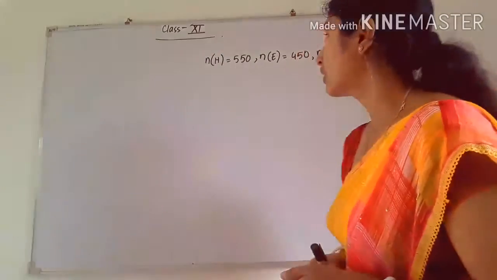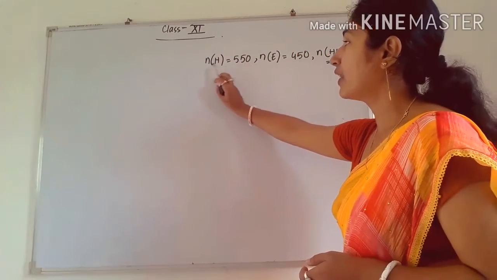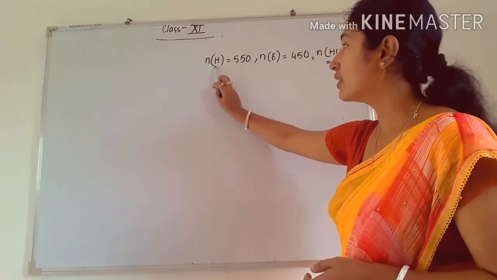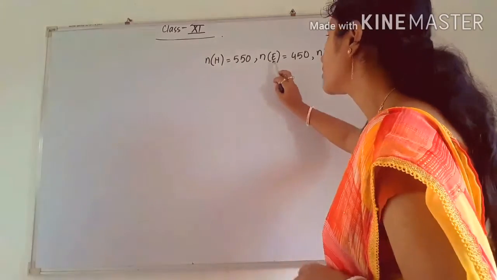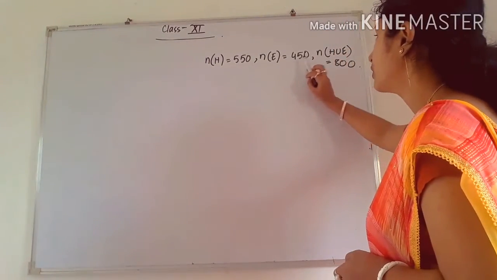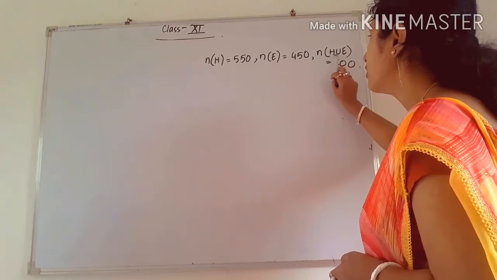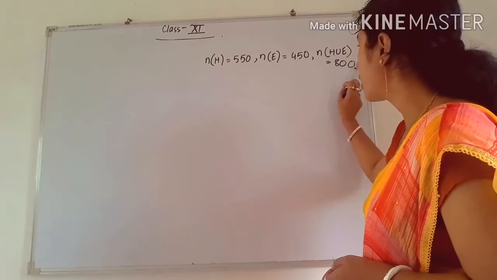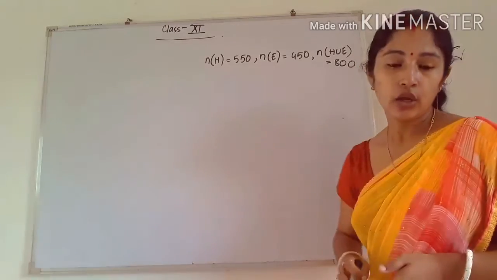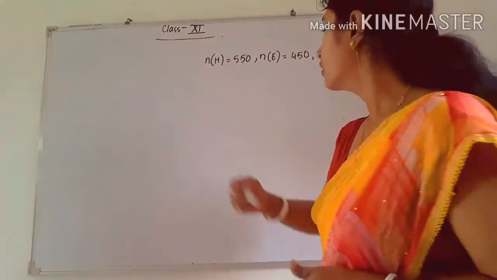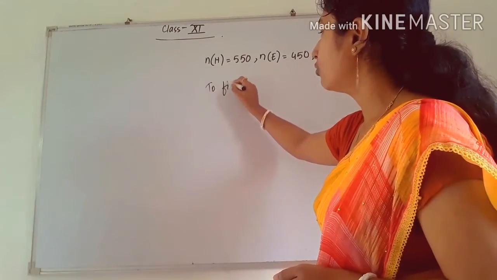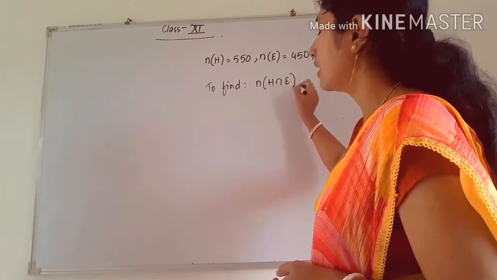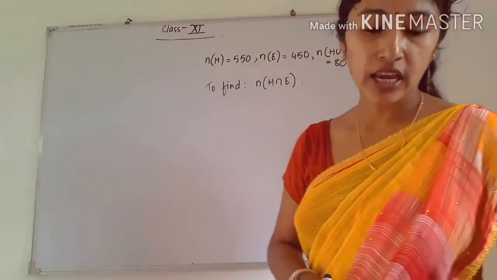The given condition is: n of H, that means the number of people who can speak Hindi, is 550; those who can speak English, n of E, is 450; and the union of these is what? 800. That means the group contains 800 people. Now you have to find n of H intersection E, meaning the elements which are present in both H and E.